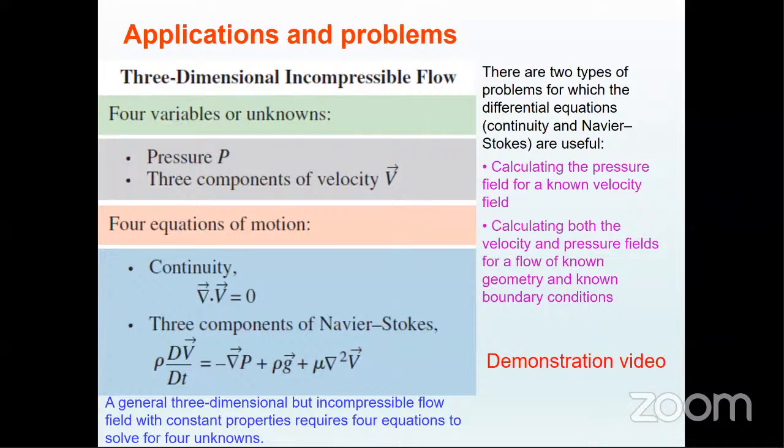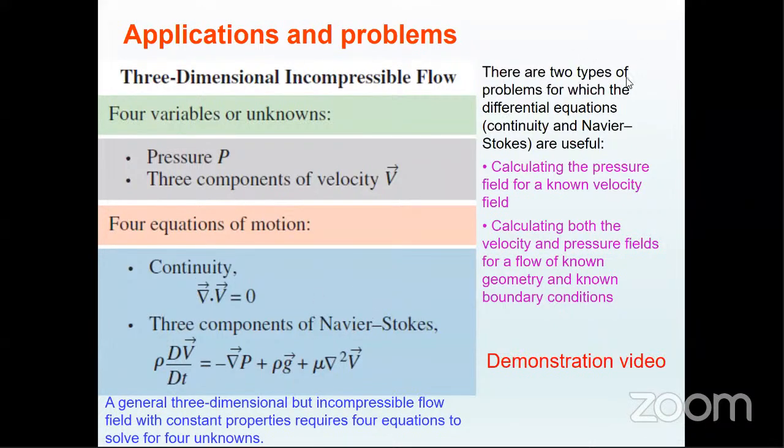There are four equations of motion. One is the continuity equation, that is del dot v is equal to 0. Then the three components of Navier-Stokes come: rho times dv by dt, which is a total derivative, while these are partial derivatives, equal to minus del p plus rho times g plus mu times del square v.